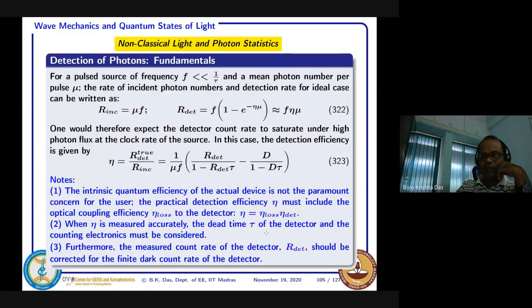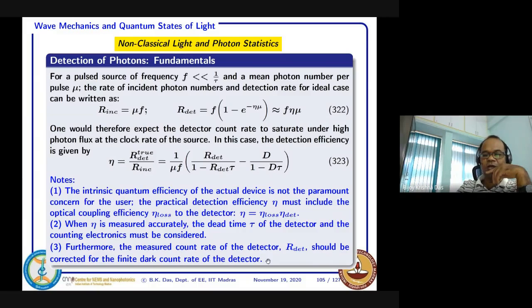And the final thing is that the measured count rate of the detector should be corrected for the finite dark count rate, all this type of things. So the dark count rate you have to count, and dead time also you have to consider. These three things basically. The coupling loss to be added, and you should consider that. In all the expressions, if you see, d and tau are also there. So this is just summarized here in 3 points.